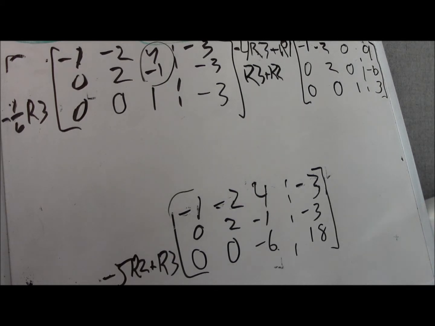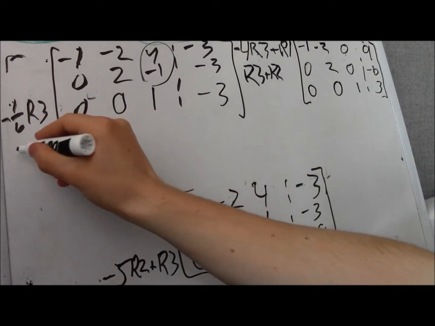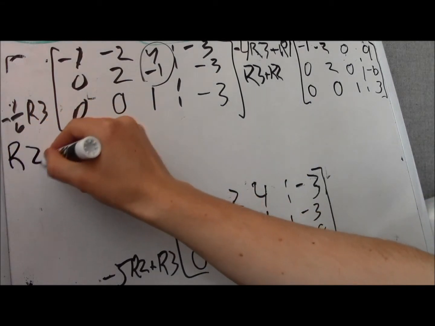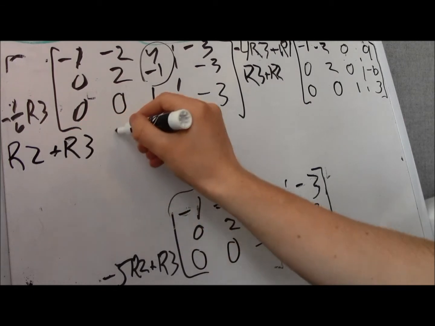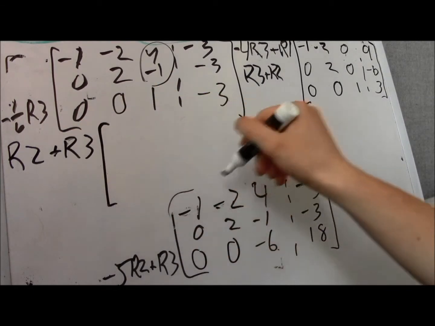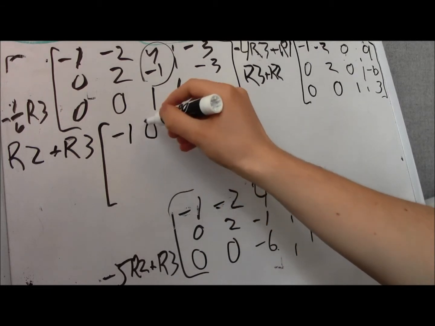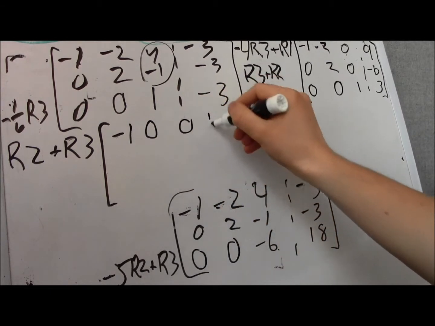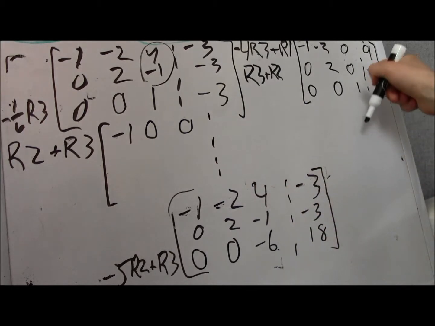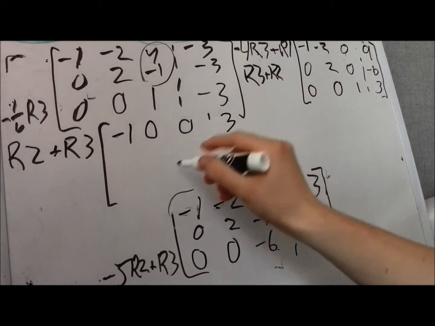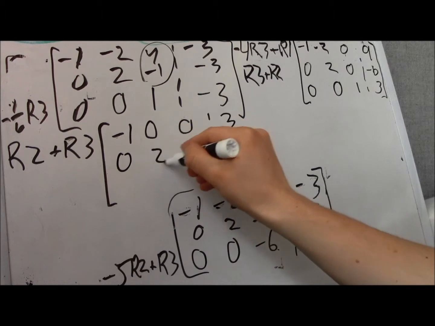Alright, and since we need this 0 to stay here to get this out, we have to add these 2 rows. But since it's 2 and -2, it's nice and easy to add. So row 2 plus row 3, and that -1 stays there. 2 minus 2 is 0. This is 0. -6 plus 9 is 3. And then these rows don't change.